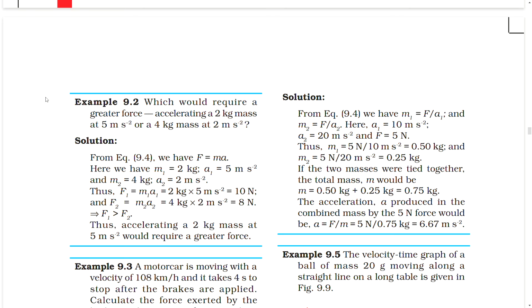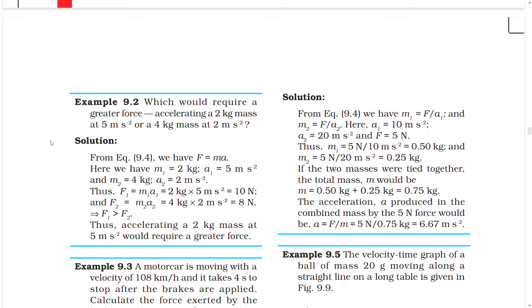Example 9.2. Which would require a greater force: accelerating a 2 kg mass at 5 meter per second square or a 4 kg mass at 2 meter per second square? Solution. From the equation we have F equals ma. Here we have m1 equals 2 kg, a1 equals 5 meter per second square, and m2 equals 4 kg, a2 equals 2 meter per second square.